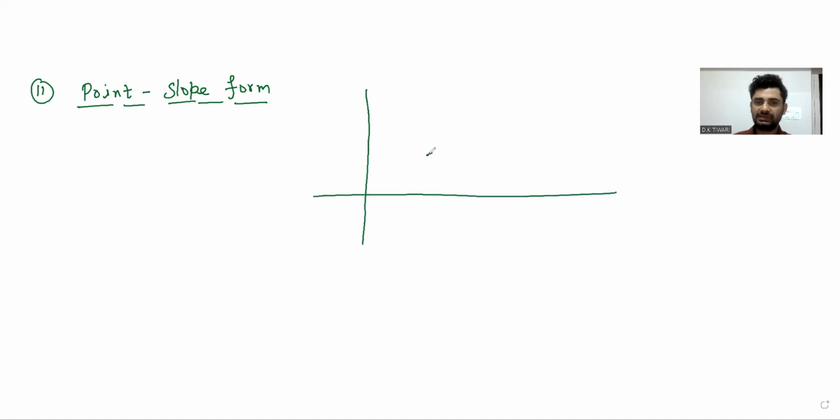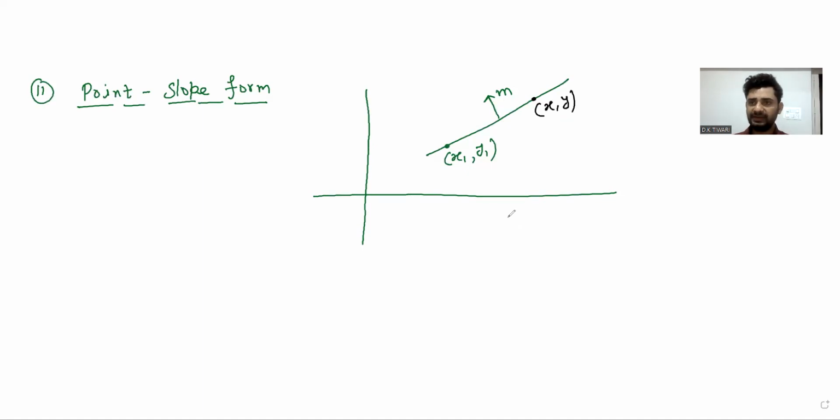Then how do we find the equation of that line? Suppose this is the line and the slope of the line is given as m. And this line is passing through the point x1 comma y1. Correct? So in order to find the slope of this line, we consider any point on this line. Let's say this is x comma y.